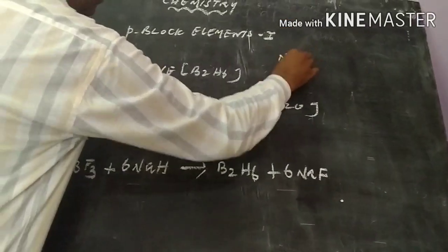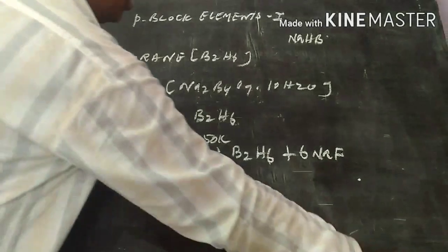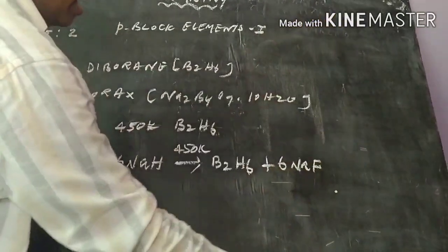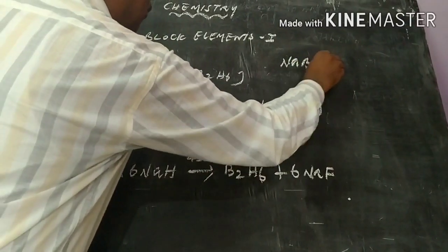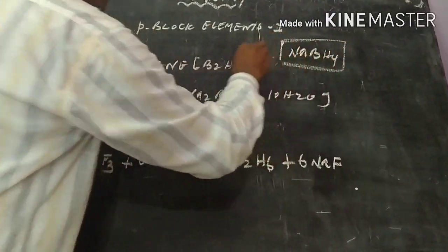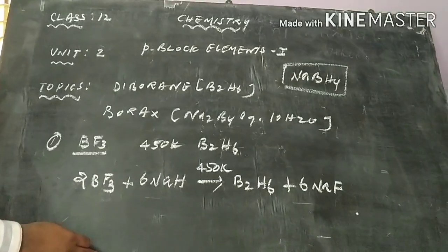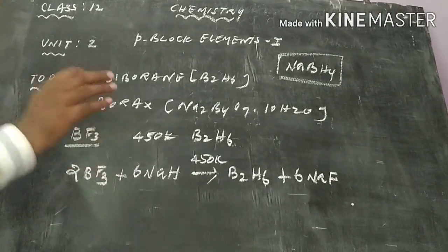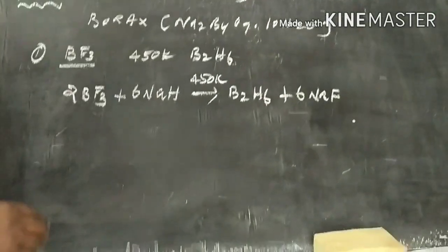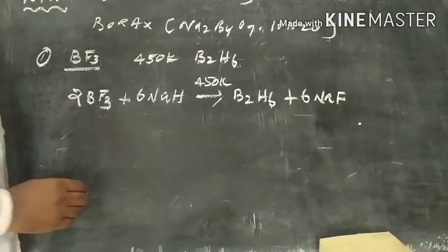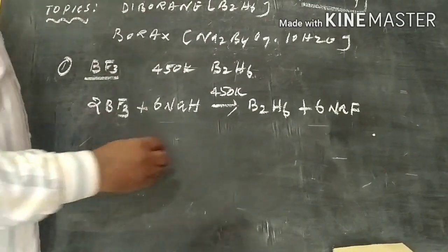Sodium borohydride formula NaBH4. Sodium borohydride in diglyme. Diglyme means diglycol methyl ether.